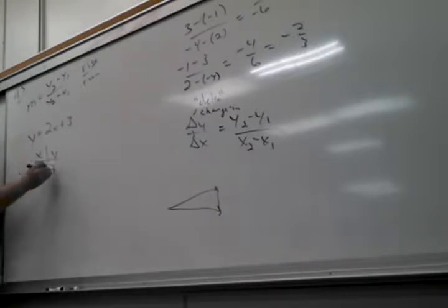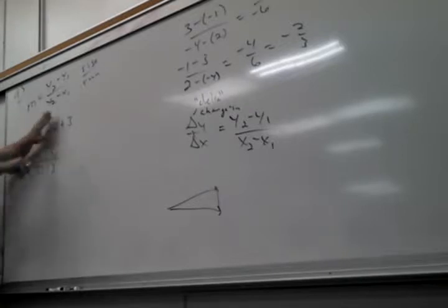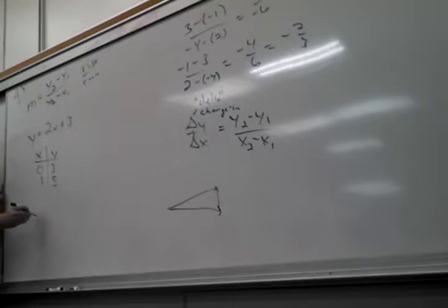0, 3. I like it. So when x is 0, y is 3. When x is 1, y is 5. When x is 2, y is... that's enough. Get the idea. So when x changes by 1, y changes by 2.